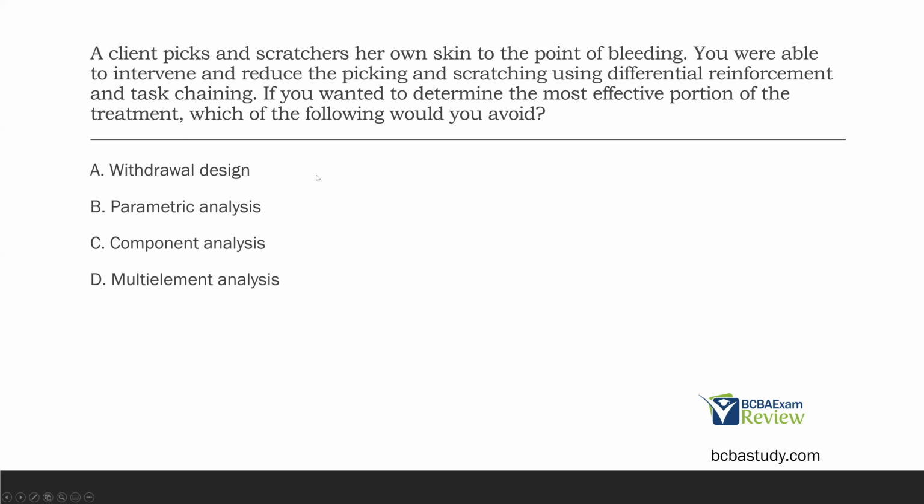Pick the best answer. That is the goal of our exam. And clearly, a withdrawal design is going to be the worst out of these four because we run the ethical risk of increasing the self-injury. So what are you going to avoid? A withdrawal design.